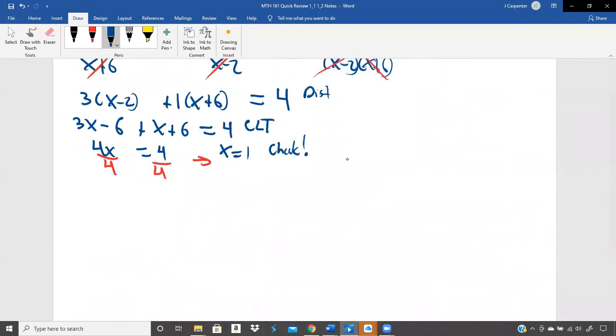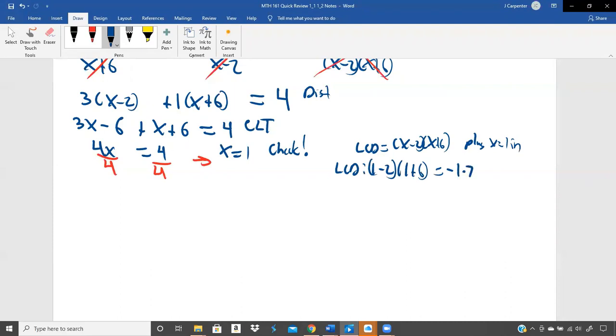So let's try that out. As a reminder, what was our LCD? It was x minus 2 times x plus 6. So we're going to put x equals 1 into that. So we plug x equals 1 in. So our LCD would become 1 minus 2 in parentheses times 1 plus 6 in parentheses, which is -1 times 7, which is -7.